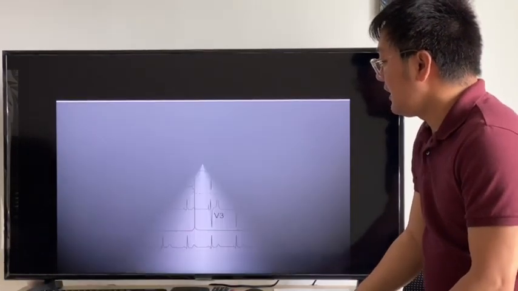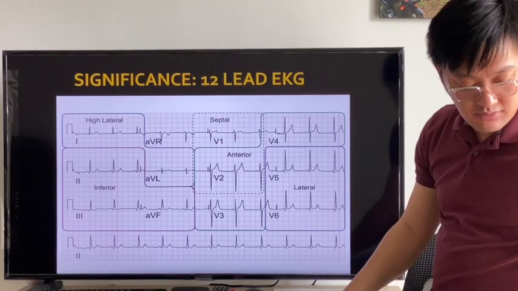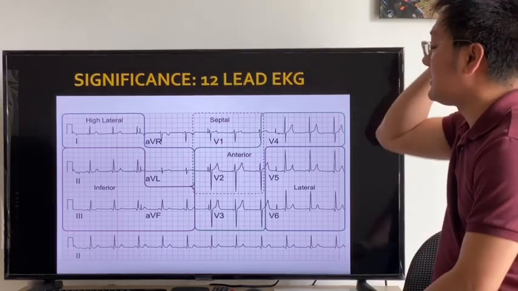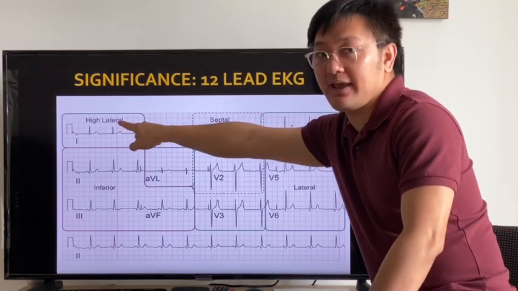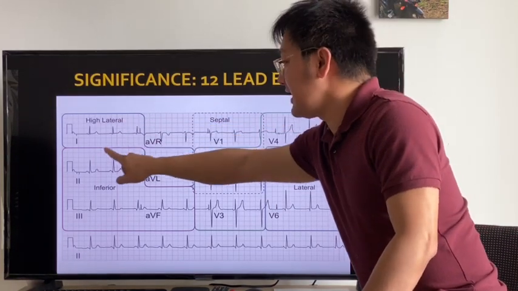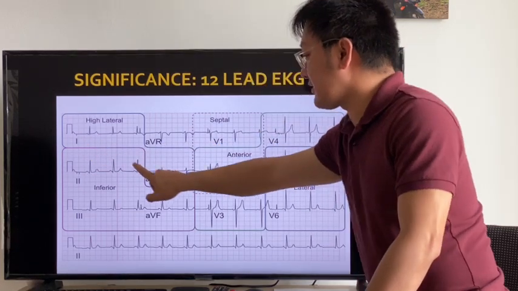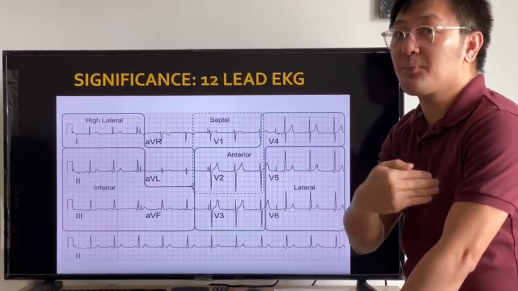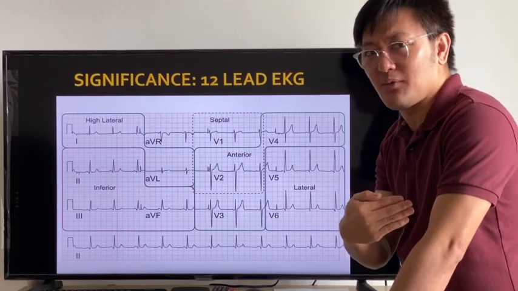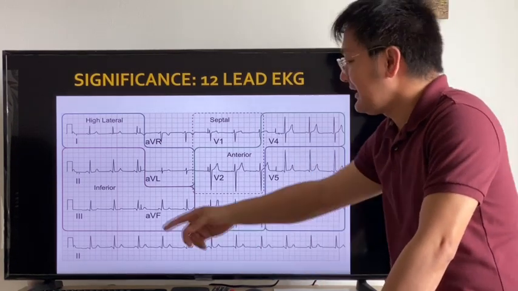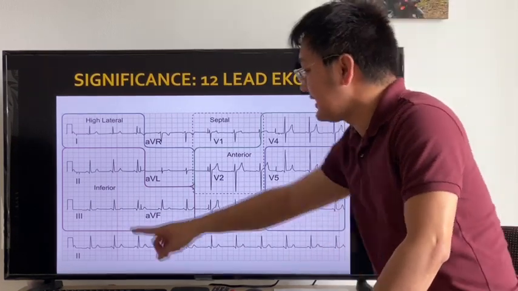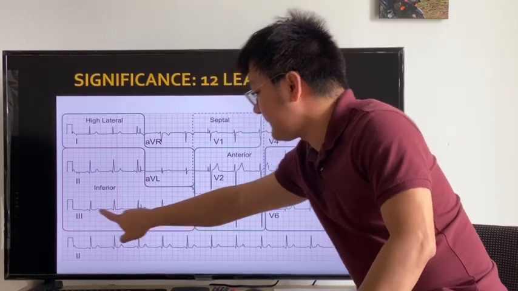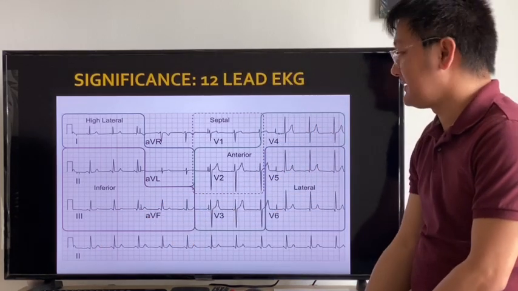What is the importance? Now let's go back. A 12-lead ECG for diagnostic quality will give an overall picture of the heart. High lateral area of the heart is reflected in your lead one and in your AVL. Inferior part of the heart, did I say lung a while ago? I'm referring to the heart. Inferior part of the heart is reflected in your ECG or EKG in your lead two, lead three, and AVF. Make sense?